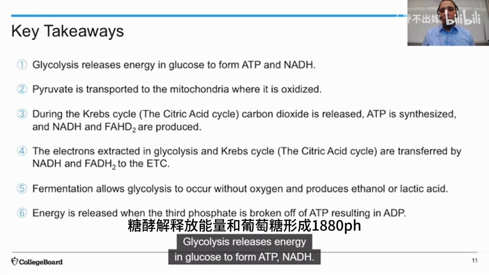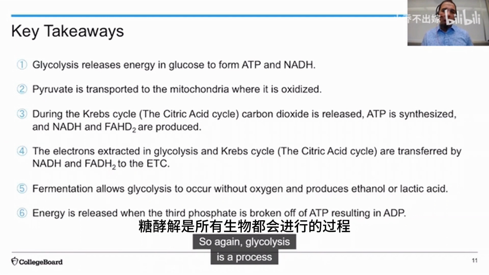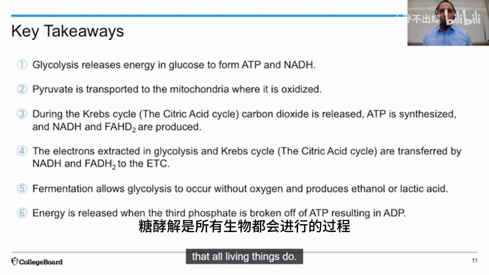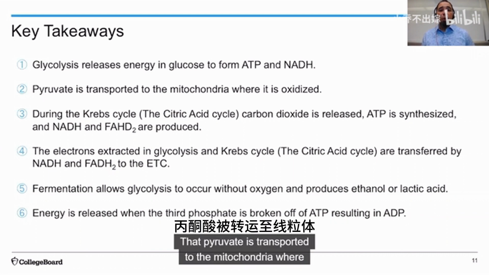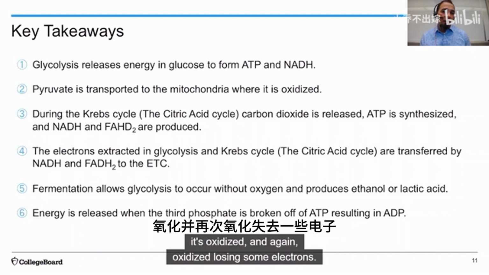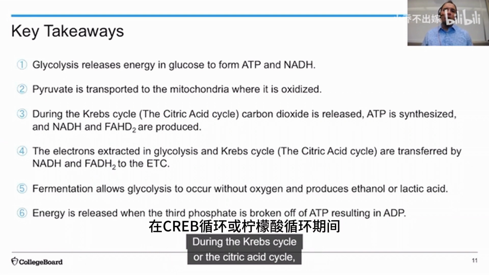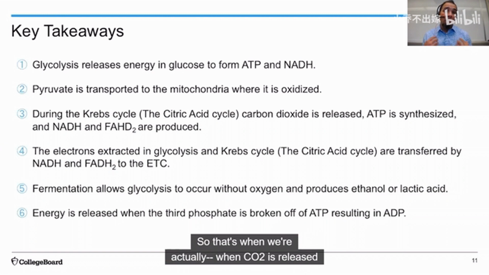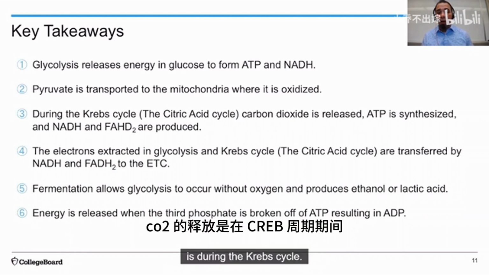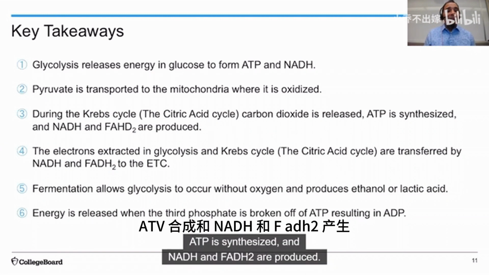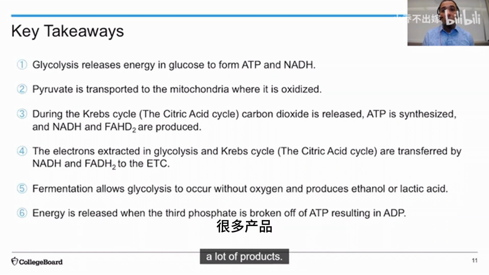Glycolysis releases energy from glucose to form ATP and NADH. So again, glycolysis is a process that all living things do. That pyruvate is transported to the mitochondria where it's oxidized, and again, oxidized, losing some electrons. During the Krebs cycle, or the citric acid cycle, carbon dioxide is released. So that's when CO2 is released, during the Krebs cycle. ATP is synthesized, and NADH and FADH2 are produced. A lot of things going on during that Krebs cycle, a lot of products.